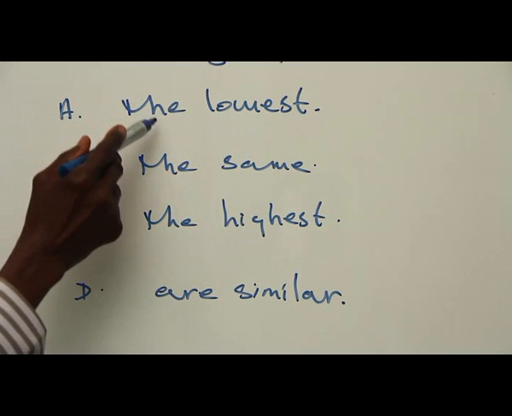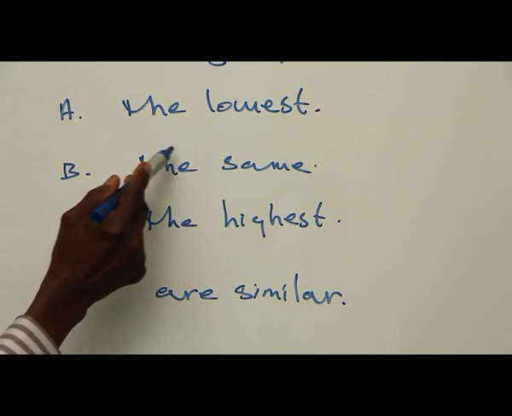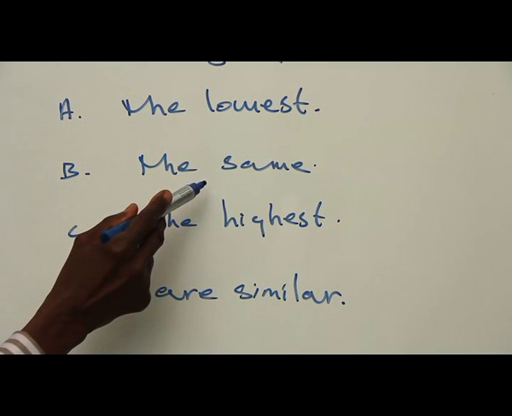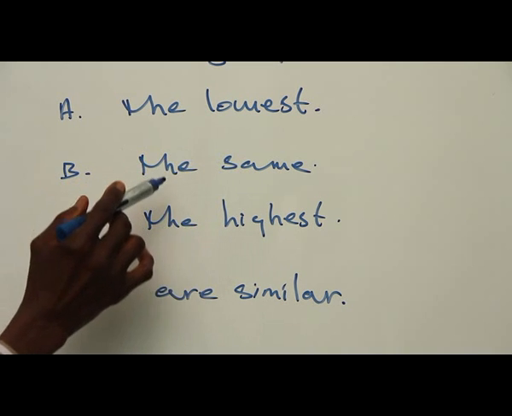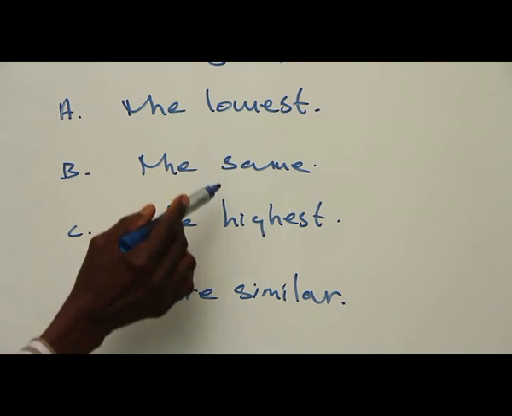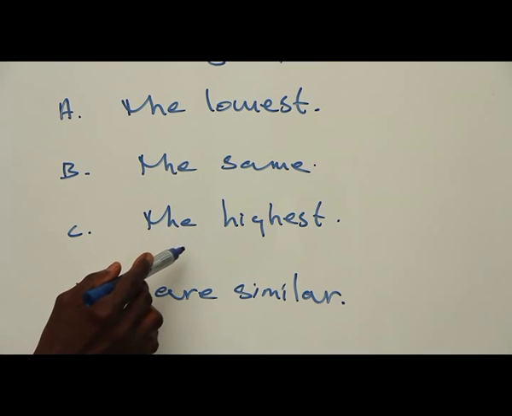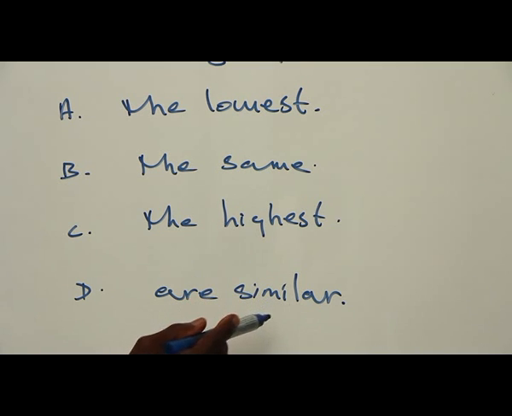Elements in group 7 have a very high tendency to gain electrons and form a negative ion. And so A is not the correct option. B, the same. They are not the same because each of them has a different ultimate number of electrons, either a complete duplet or a complete octet. C, the highest. Yes, it's the highest because members of group 7 have a very high tendency to attract electrons and form negative ions. D, are similar. They are not similar. And consequently, the correct option is C.